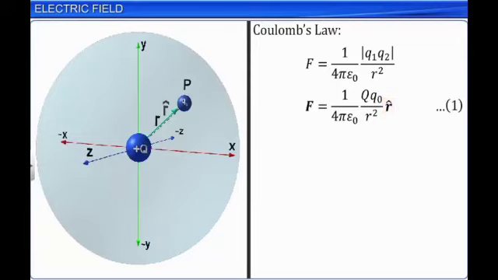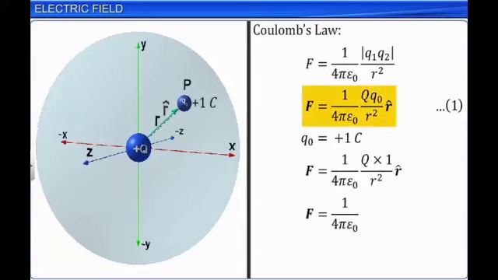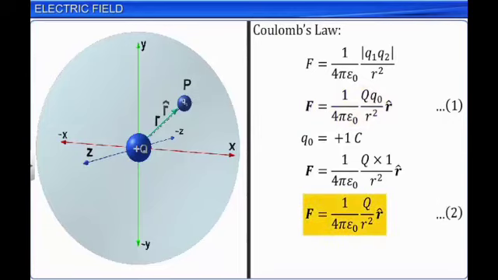Now, if Q0 is a unit positive charge, that is, Q0 is equal to plus 1 Coulomb, then the electrostatic force as denoted by equation 1 becomes 1 by 4 pi epsilon naught Q by R square into R cap. Let this be equation 2. Equation 2 indicates the electric field strength or intensity of electric field E, which is the force on a unit positive charge acting at a particular point in the electric field.